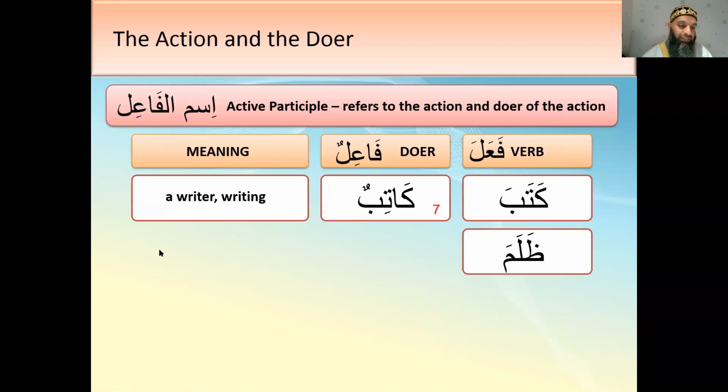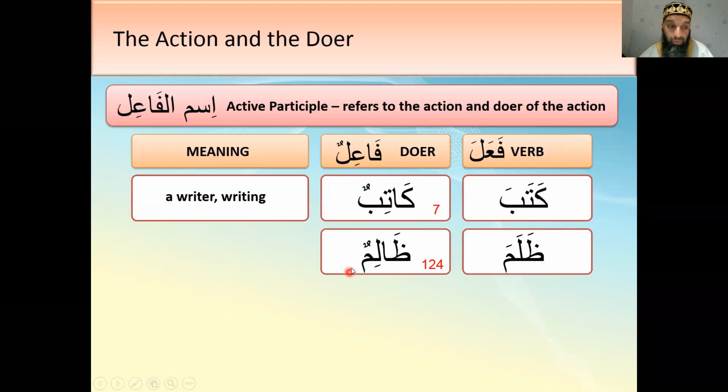Yes. Good. So dhalama means to oppress. So the one who does that, you do the dha, you stick an alif, dha. The lam gets a kasra, dhali. And the mim gets a dhamma, double dhamma, dhalimun. So all that's happened is these words have gone through the equation of this pattern, and they have generated these new words. That's the pattern you need to do to come out with the word of the one who is doing that verb.